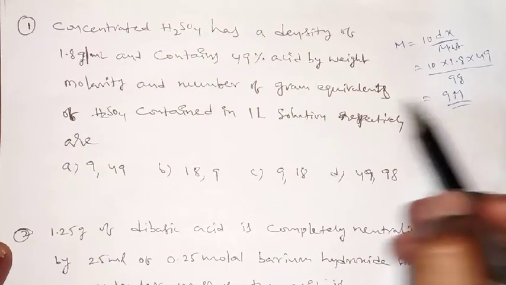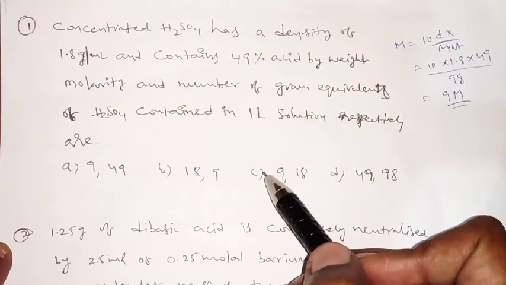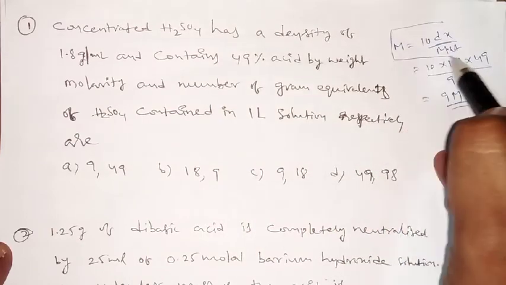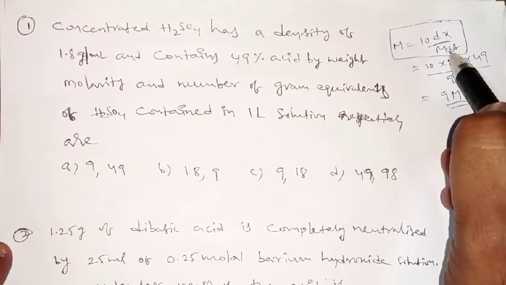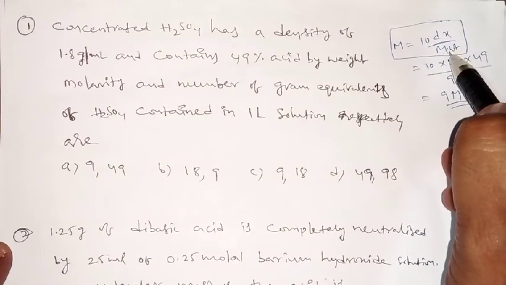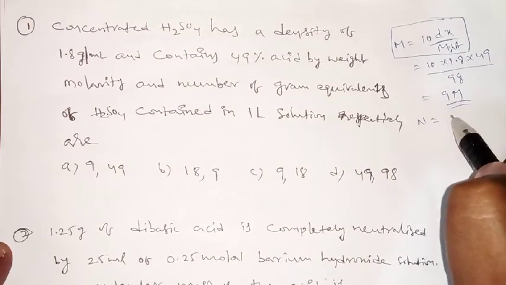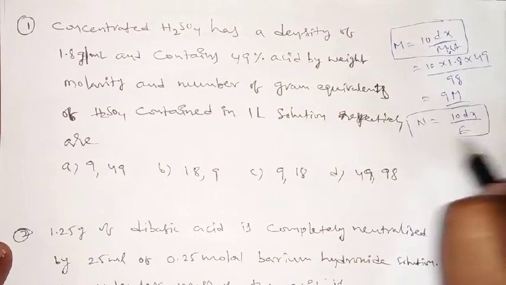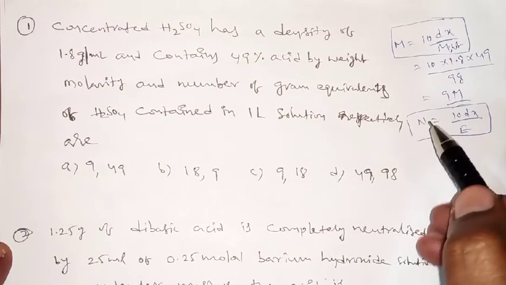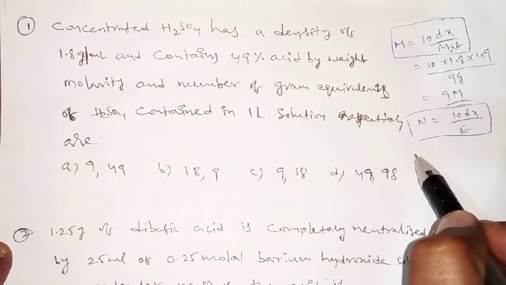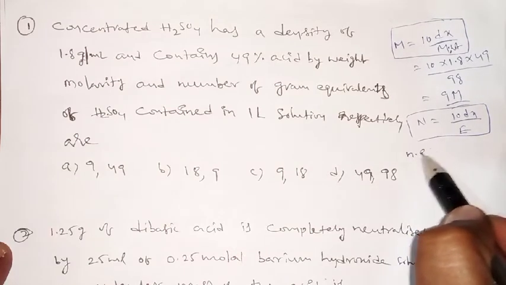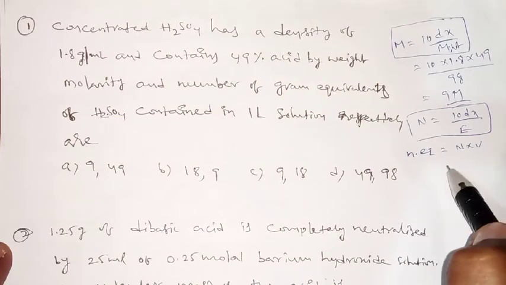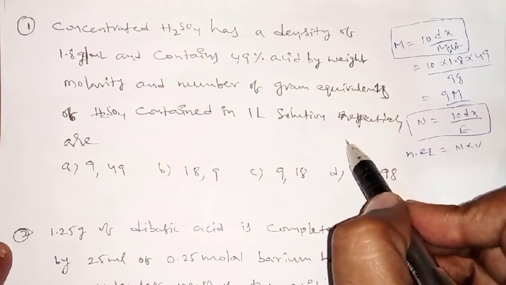Now here they are asking the number of gram equivalents. Suppose they are asking the same question for normality: in this formula, instead of molecular weight you take equivalent weight. That means N equals 10 dx by E. Is it clear? For the number of gram equivalents, number of gram equivalents equals N into V.